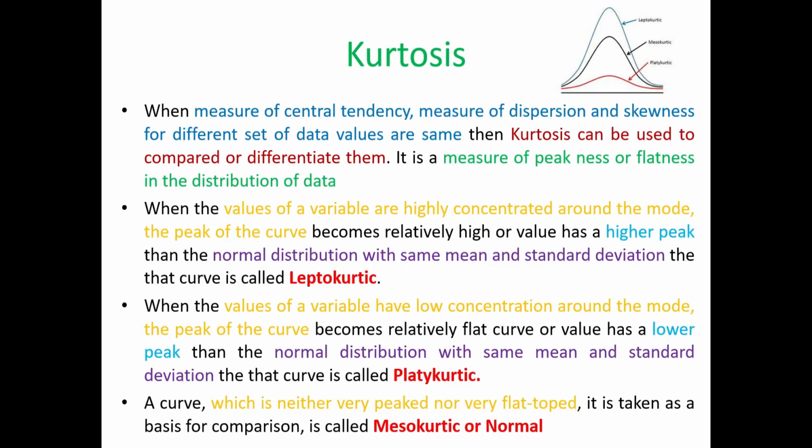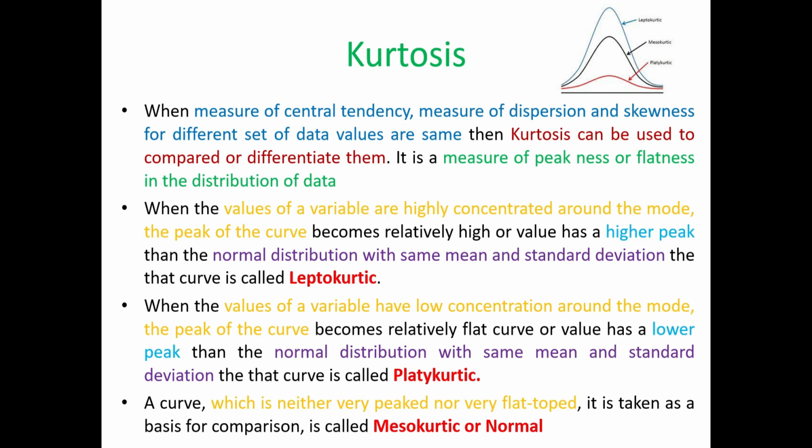Next we come to kurtosis. We have done central tendency, dispersion and skewness. Just see in this data, everything is the same. Central tendency is the same, dispersion is the same, skewness is also the same, the right tail is equal to the left tail. But still there is a difference between these three curves. This diagram shows us the importance of kurtosis, that is, the peakedness or flatness of the data.